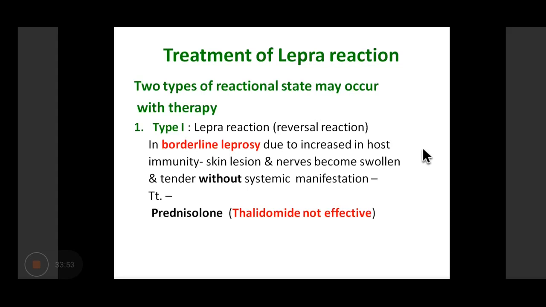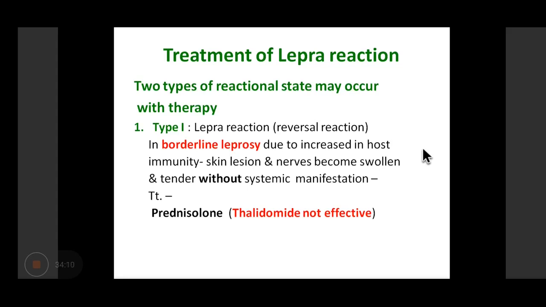So we give immunosuppressant simply. That is steroids, that is prednisolone. And thalidomide is a drug which we will discuss later on. It is not effective here. So this is type 1 leprosy reaction. This is given in a very, very superficial way.